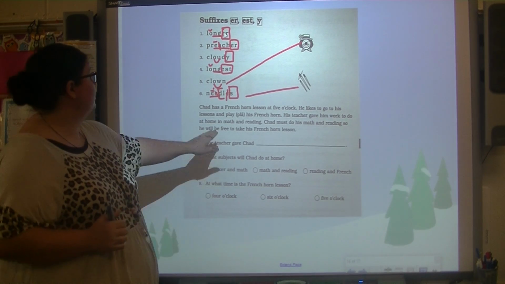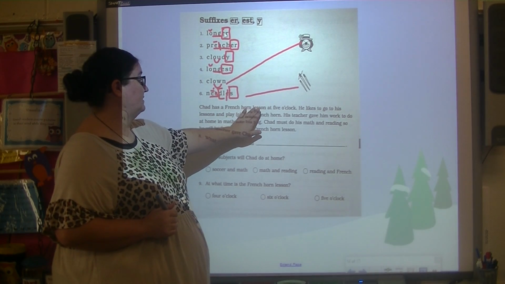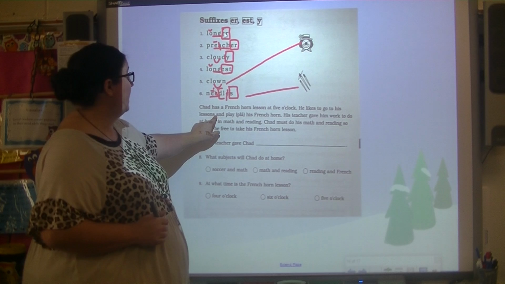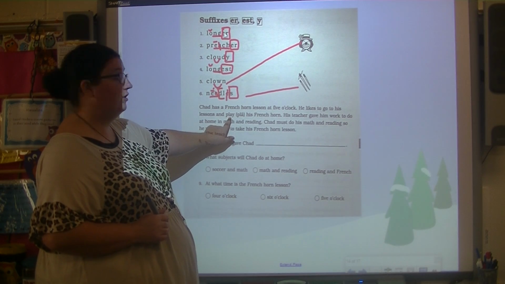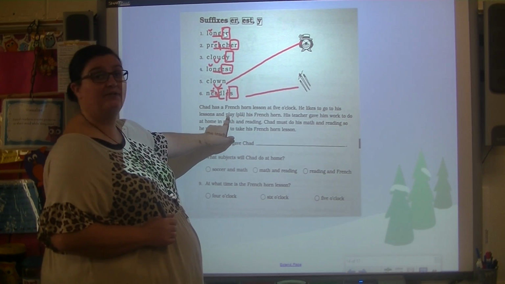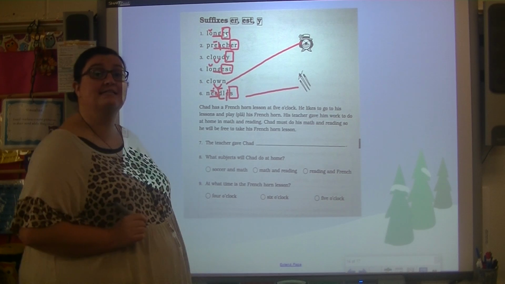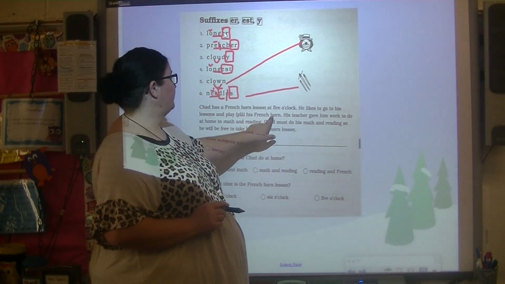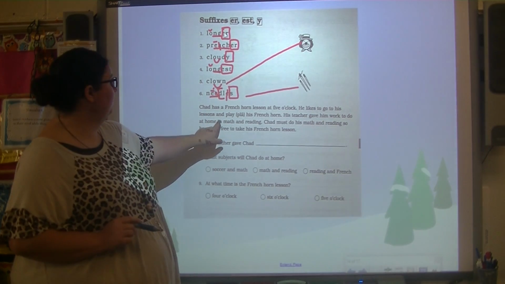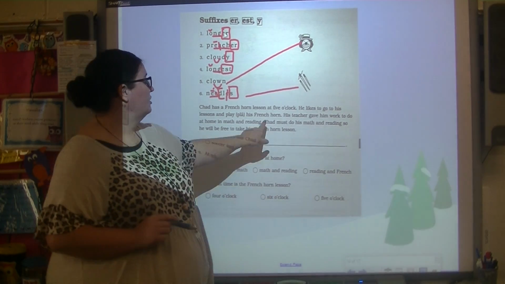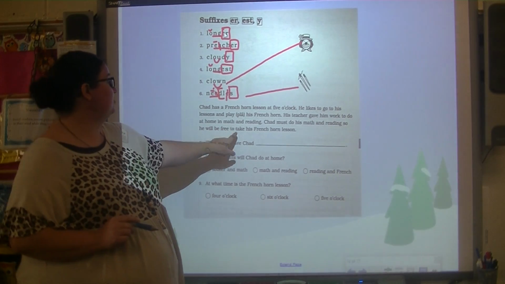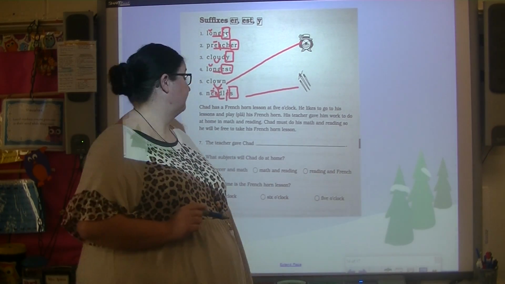All right. Chad has a French horn lesson at 5 o'clock. He likes to go to his lessons and play. Now, you haven't learned this rule yet, so right here they're showing you play. That's how you sound it out. This is play, and this is showing you how to sound out play. His French horn. His teacher gave him work to do at home in math and reading. Chad must do his math and reading so he will be free to take his French horn lesson.